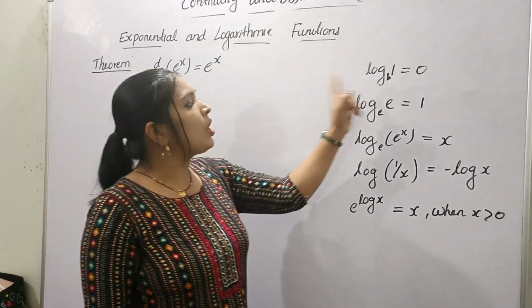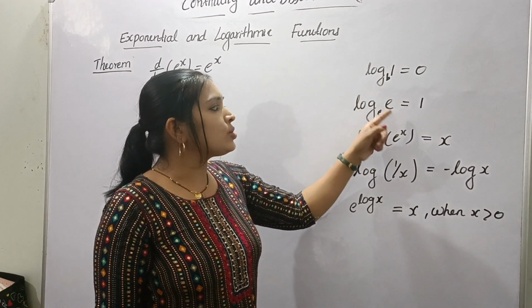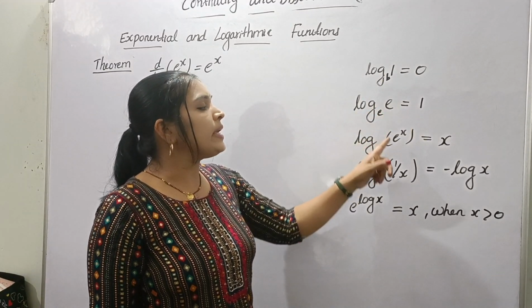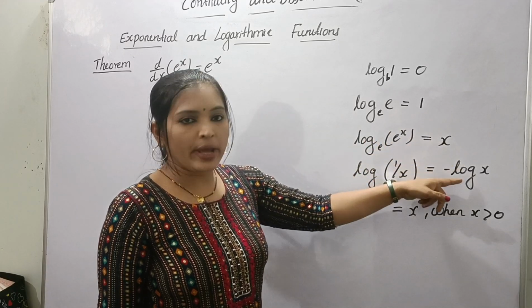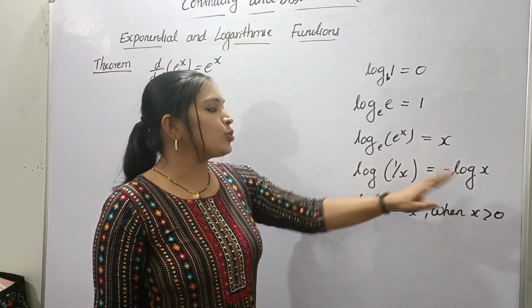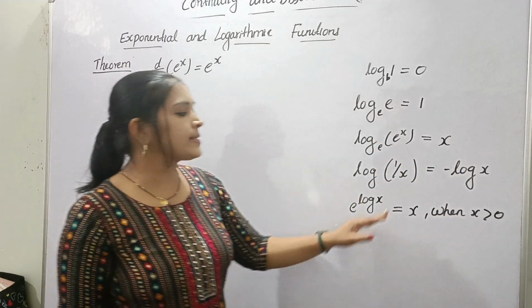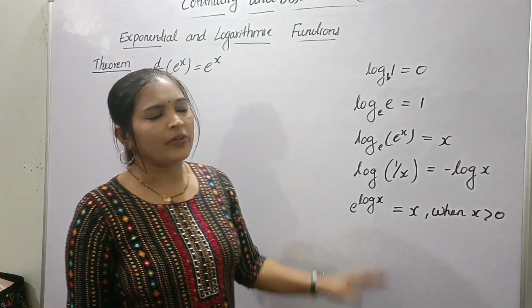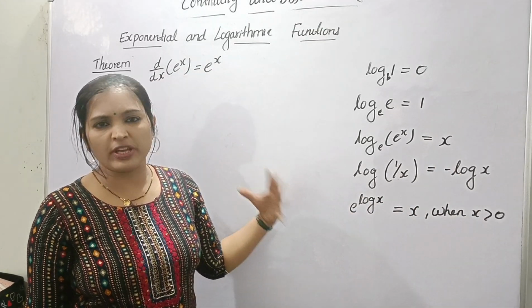Very important. Log 1 is equal to 0. Log e to the base e is equal to 1. Log e raised to x to the base e is equal to x. Log 1 by x is equal to minus log x. E raised to log x is equal to x when x is greater than 0. Its proof is very easy.